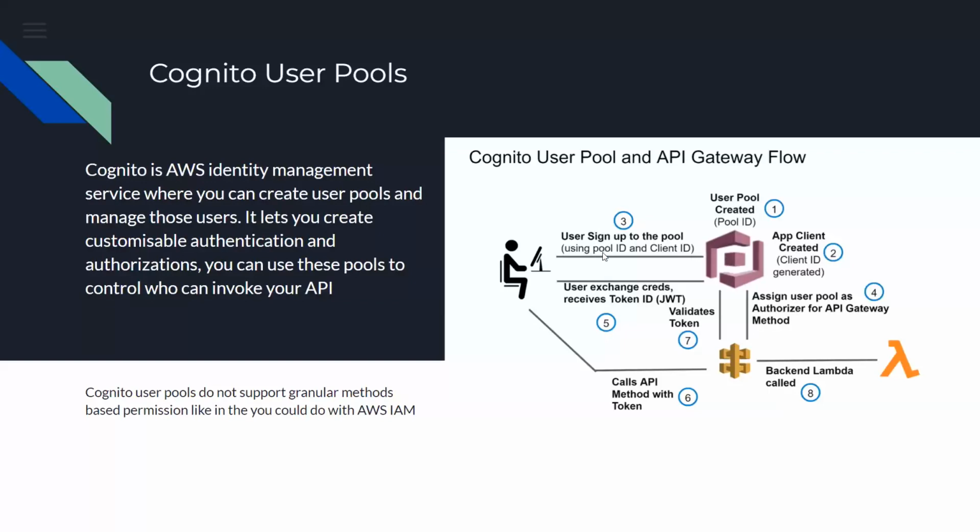it confirms, do these credentials comply with the pool ID and then the client ID? If it complies, because I provided this client ID, the client ID will generate a token. The user exchanges credentials and receives a token ID. It can be in JWT token form. When we receive this bearer token, JWT token or whatever type of token is generated from Cognito, we can now use it to call our API gateway. This is our API gateway.